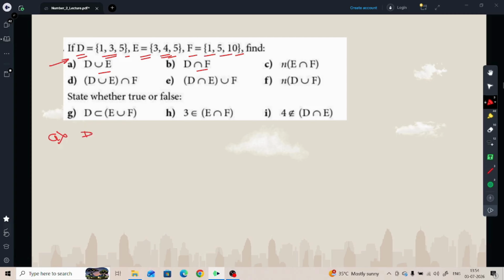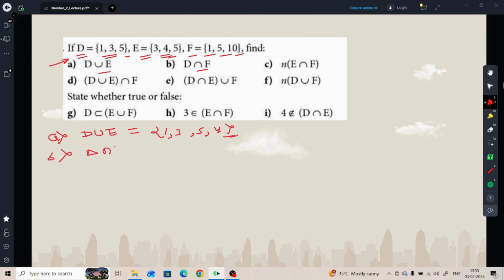First question is D union E. So that means it will be consisting of all elements present in D and E, but no duplication should be there. So when we do it, we'll be getting 1, 3, 5, 4. Since 3 and 5 are present in both, we won't be taking them twice. Okay, so this will be D union E. That's the first part.